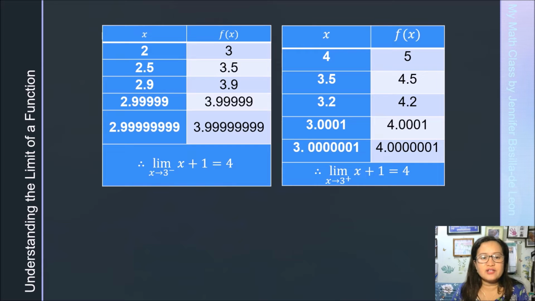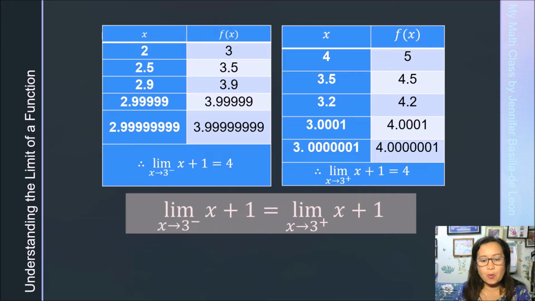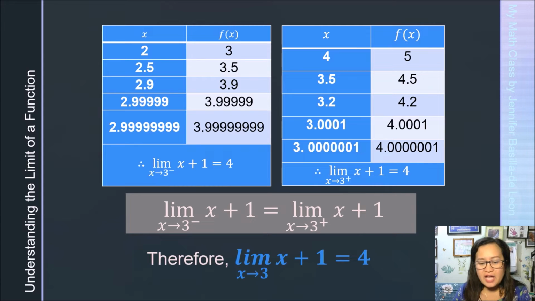Since the value of the limit of x plus 1 as x approaches 3 from the left is equal to the limit of x plus 1 as x approaches 3 from the right, we can say that the limit of x plus 1 as x approaches 3 is 4.